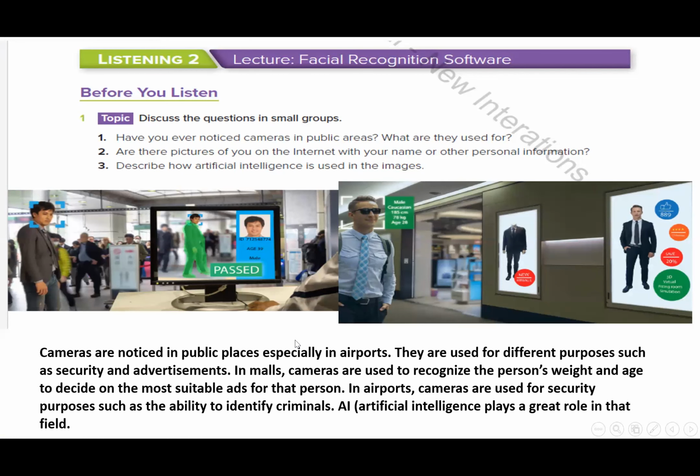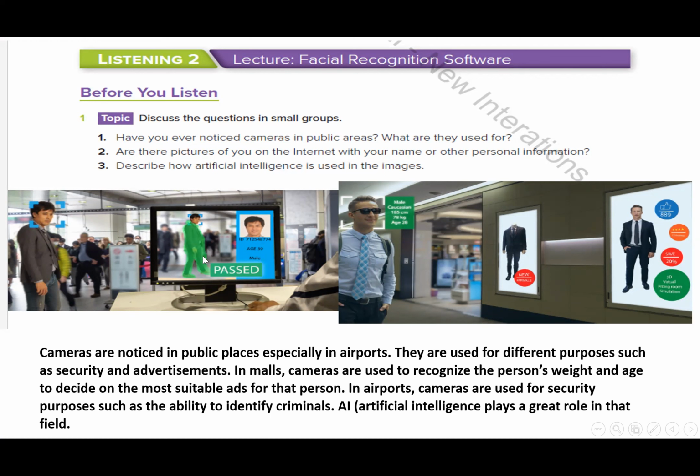I have written a simple paragraph. أنا كتبت فقرة بسيطة توضح لك قصة كاميراز in public places. أنا كتبت هنا cameras are noticed in public places especially in airports, لو المطارات. They are used for different purposes such as security and advertisements. ممكن استخدم الكاميرا في security, طبعا في الايربورتس عشان عملية الأمان. And we can use it for advertisements, استخدمها في الإعلانات زي ما أنت شايف هنا كده in this picture and in this picture. In malls, cameras are used to recognize the person's weight and age.